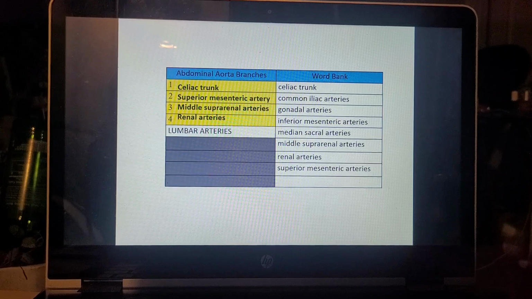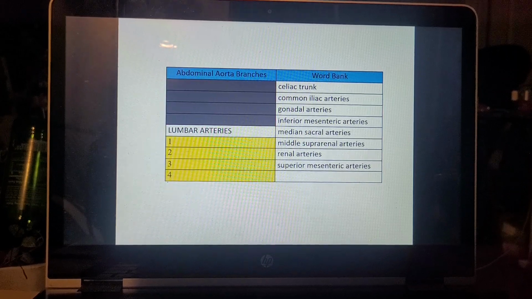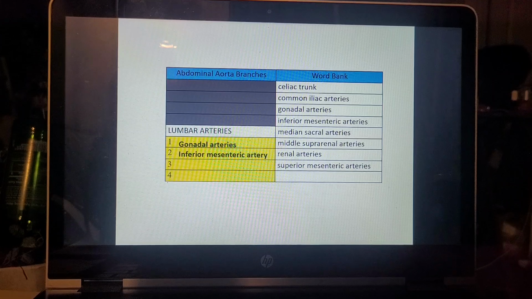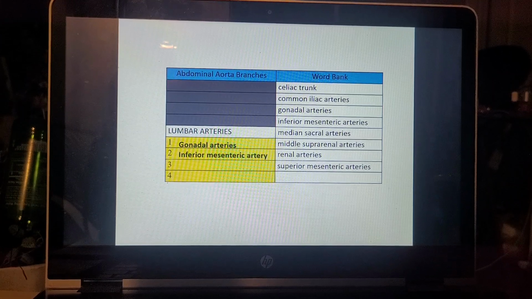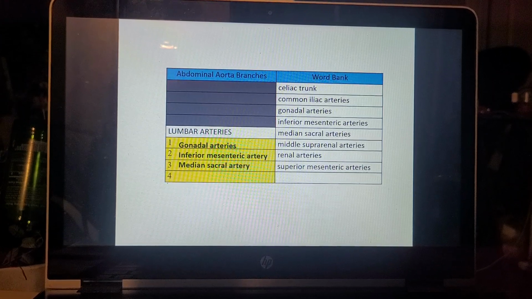Next section. Gonadal arteries, inferior mesenteric artery, median sacral artery, common iliac arteries. Next section.